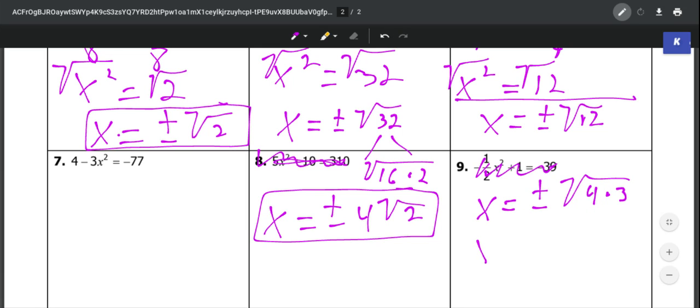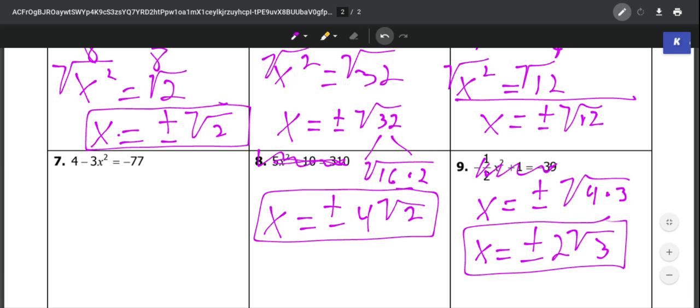So once we've done that, we'll have x equal to plus or minus the square root of 4, which would be 2. And then what's left just stays on the inside. So 3 would stay on the inside of our radical sign. So your final answer would be x equals plus or minus 2 times the square root of 3.